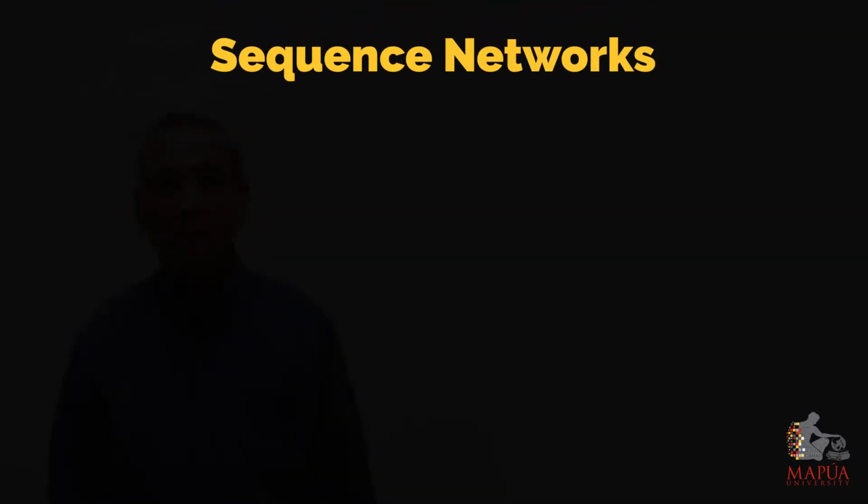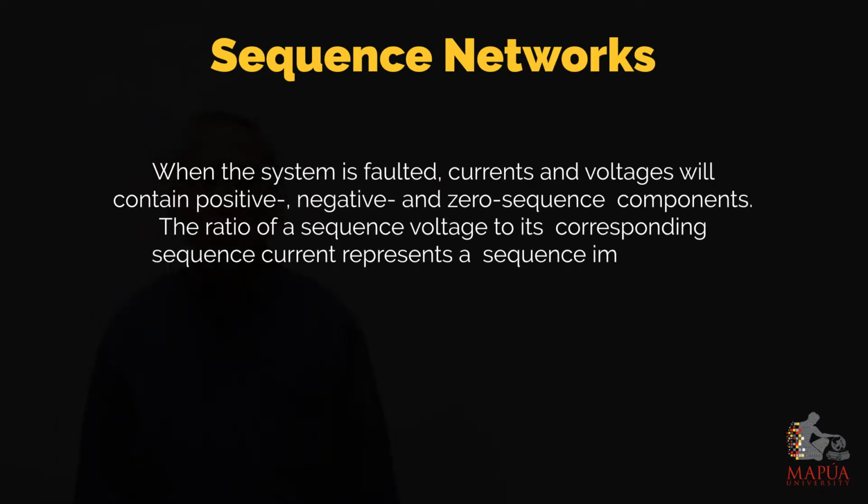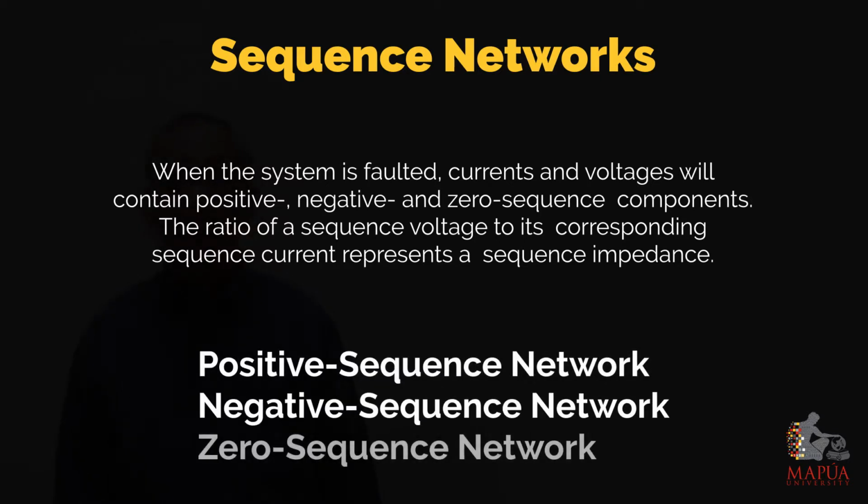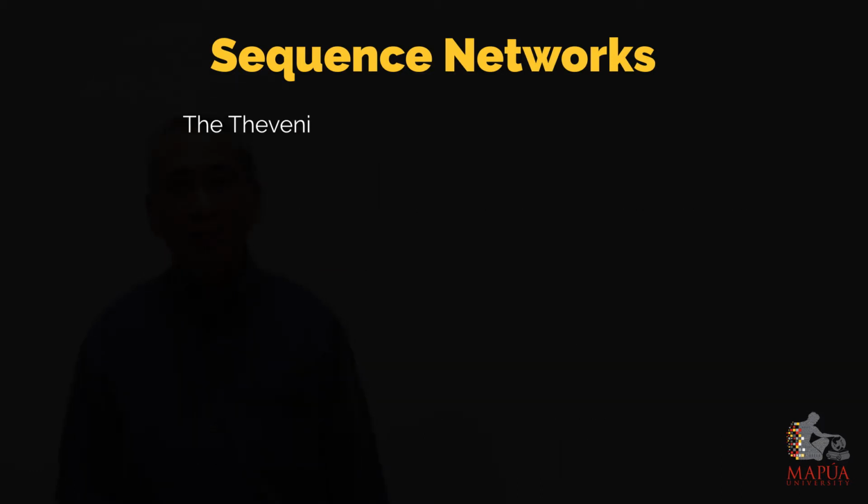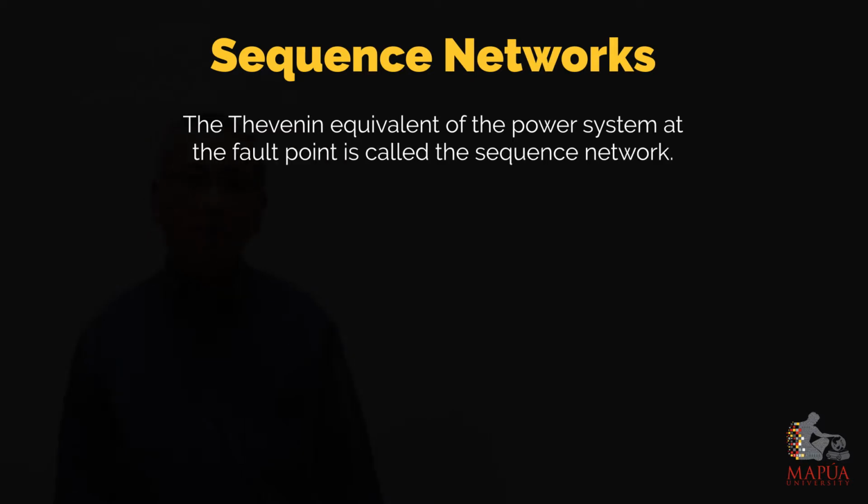Now, sequence networks. When the system is faulted, currents and voltages will contain positive, negative, and zero sequence components. The ratio of a sequence voltage to its corresponding sequence current represents a sequence impedance. Thus, the unbalanced power system can be replaced by three sequence networks, namely the positive sequence network, the negative sequence network, and the zero sequence network. Now, to illustrate further, the Thevenin equivalent of the power system at the faulted point is called the sequence network.